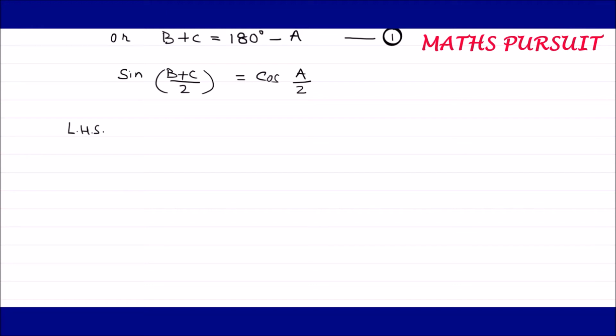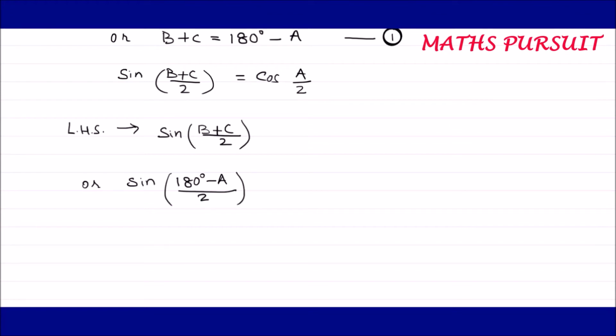So the left side of the equation, what is given? Sine (B plus C) upon 2. This is given in the left side of the equation. Or I can write the left side of the equation as sine of (180 degrees minus A) upon 2. How I did this, or why I am writing B plus C as 180 degrees minus A.